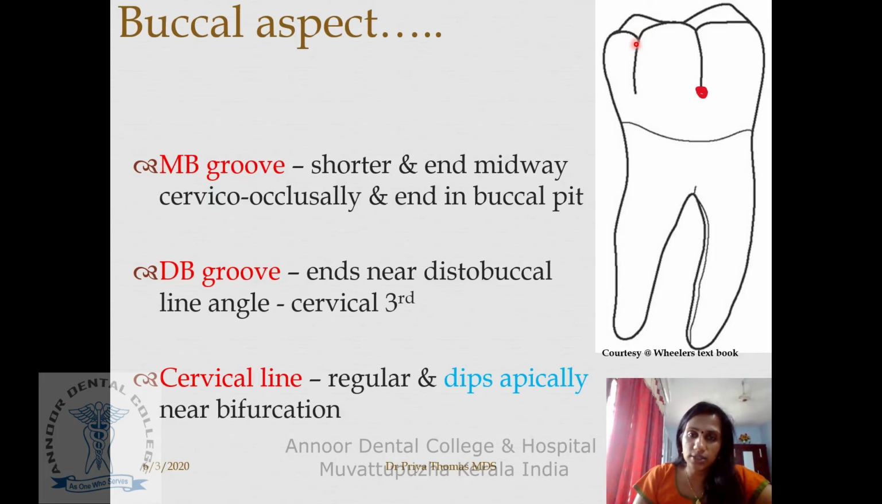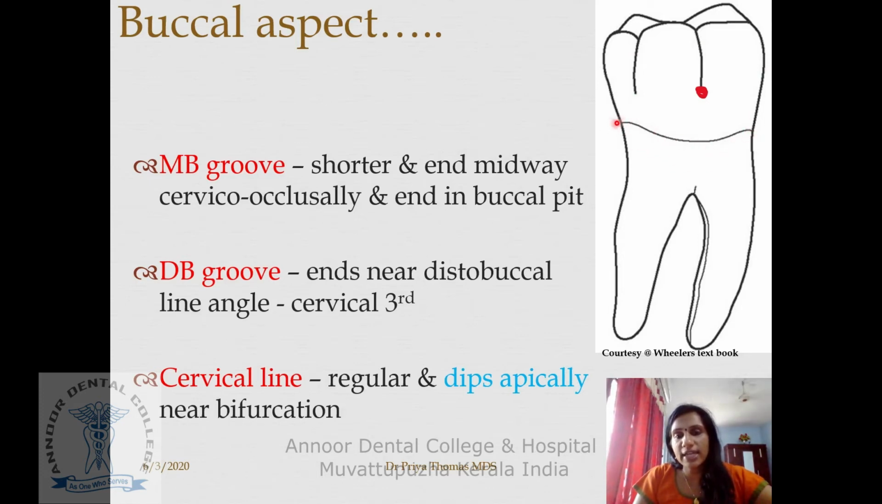When you take the other groove, your distobuccal groove, this is actually longer than your mesiobuccal groove and it ends near your distobuccal line angle. It ends near the corner of your distal outline and usually terminates in the cervical third. So this is at the middle third, and this terminates at the cervical third. These are the features that you see on the surface of your buccal aspect: 3 visible cusps, 2 grooves, and the termination of the grooves you learned.